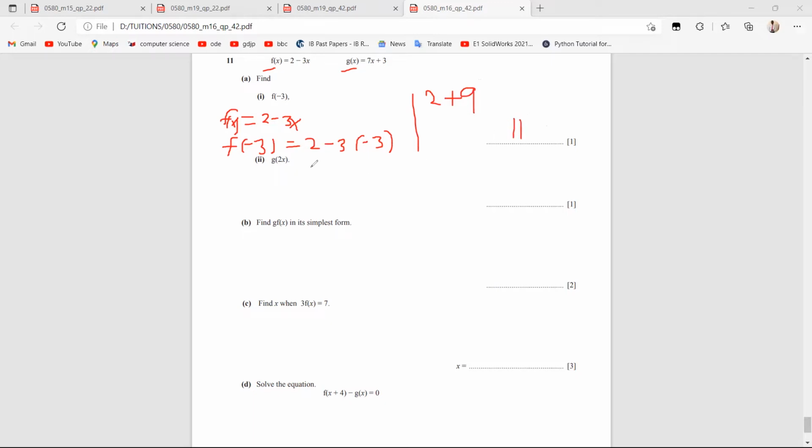That is 11. Part A2 is they want g(2x). So I'll call my function g down here. Function g is, if you check well, it's 7x plus 3. Okay, so 7x plus 3. And we need g of 2x. That means 2x will take the place of x in function g. So I'll have 2x in place of x, plus 3. That means my answer will be 14x plus 3.